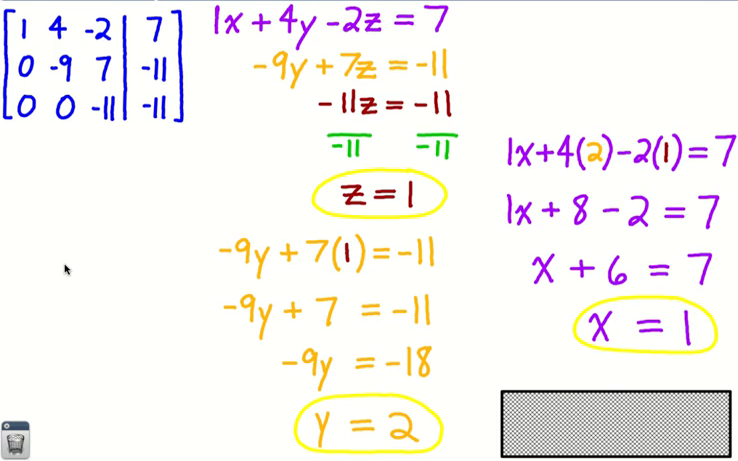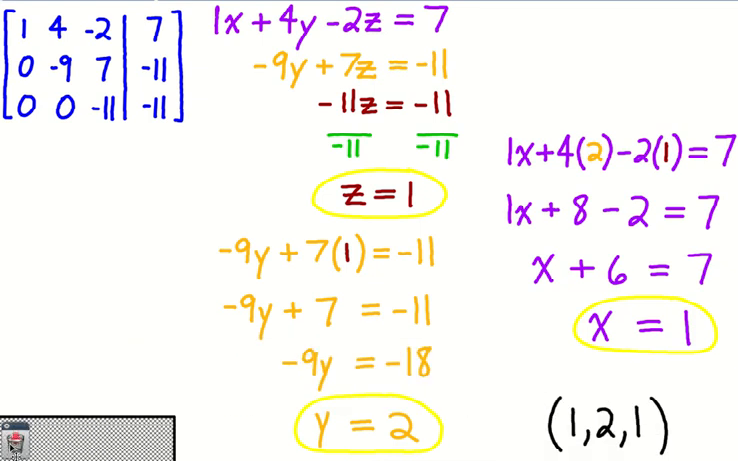And there you have it, people. I know that was a very long problem, but it's finally over. And we now know that x equals 1, y equals 2, and z equals 1, which we can call an ordered triple. X, comma, y, comma, z. So the full solution is 1, comma, 2, comma, 1. In other words, x equals 1, y equals 2, and z equals 1. And that is that.